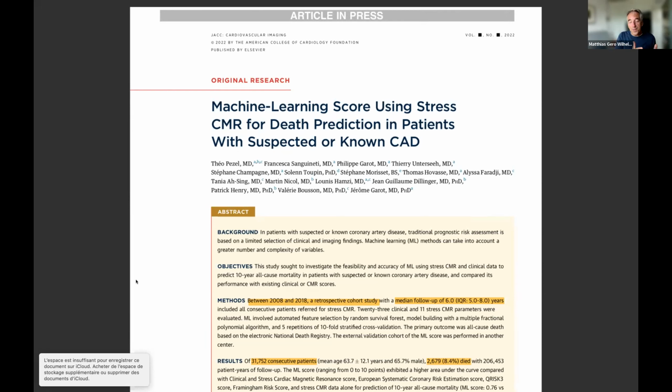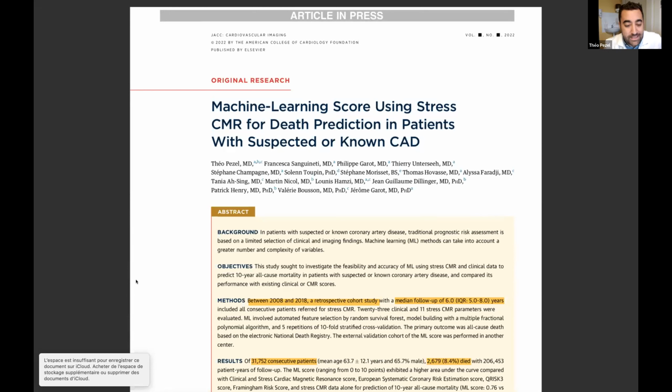Now let's move on from heart failure to coronary artery disease, and Théo Pezel in team with Jérôme Garot. Now in Paris, they have done some fantastic work for CMR, and one of the amazing papers that they recently published in JACC Imaging is called Machine Learning Score Using Stress CMR for Death Prediction in Patients with Suspected or Known Coronary Artery Disease. So Théo, I'm looking forward to your presentation.